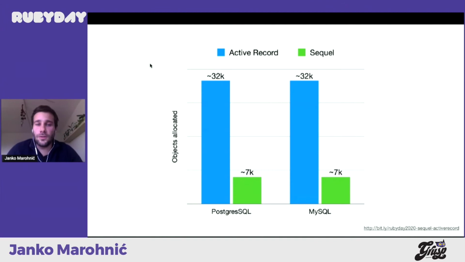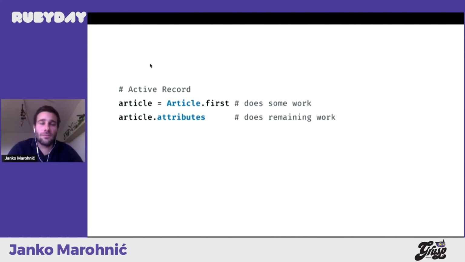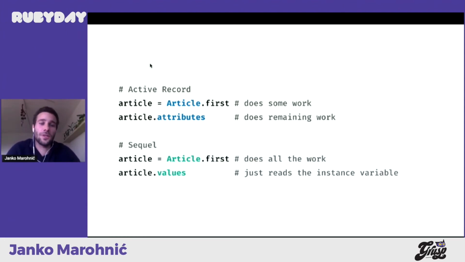The reason for this is that ActiveRecord tries to optimize for the case that you might not need all of the column values when you fetch records. So it tries to do this allocation and some remaining typecasting and everything lazily. Whereas SQL loads everything as soon as you fetch the record from the database. So when you retrieve the column values, it just reads the instance variables with all of the loaded data already ready.